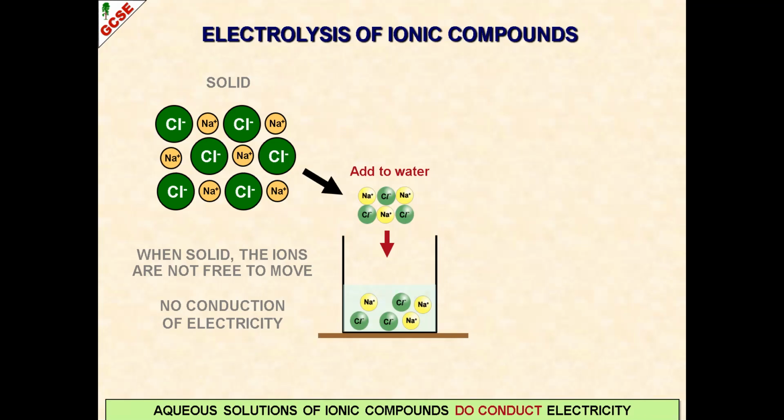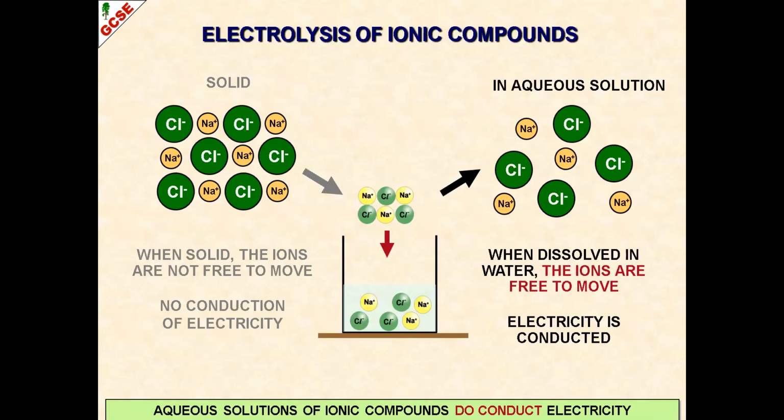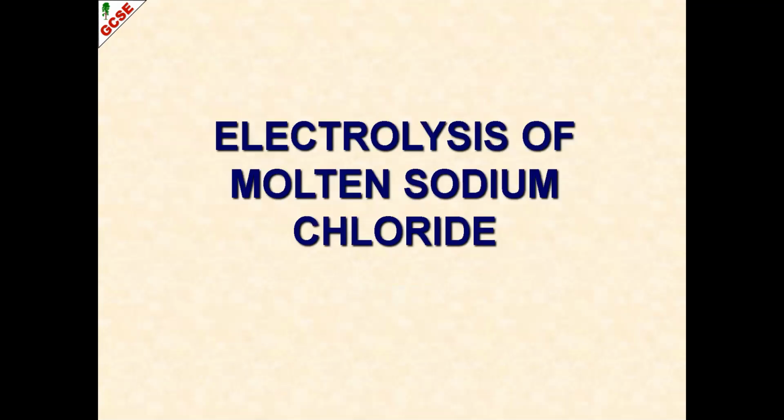Or if you add solid sodium chloride to water, it can easily dissolve because it's salt. You're going to form a substance called, what is another term for aqueous sodium chloride? Salt solution. Brine. It's known as brine. So that's why ions are once again free to move and electricity is conducted.